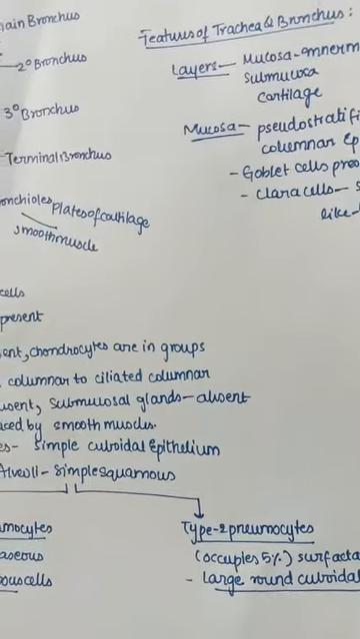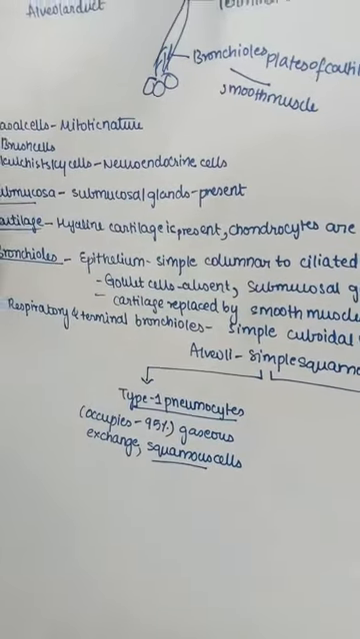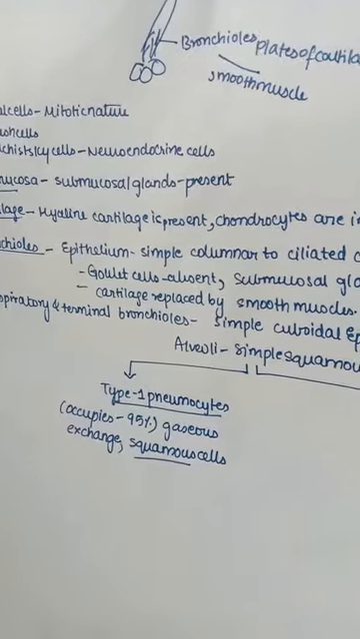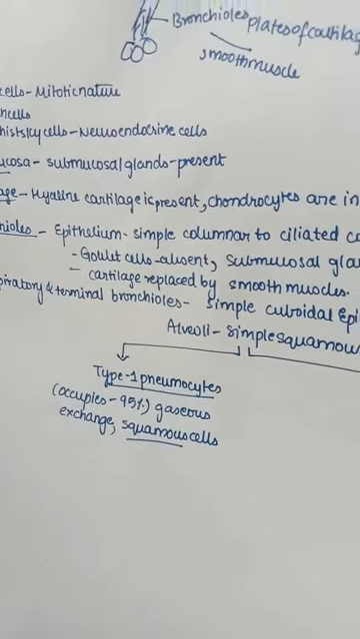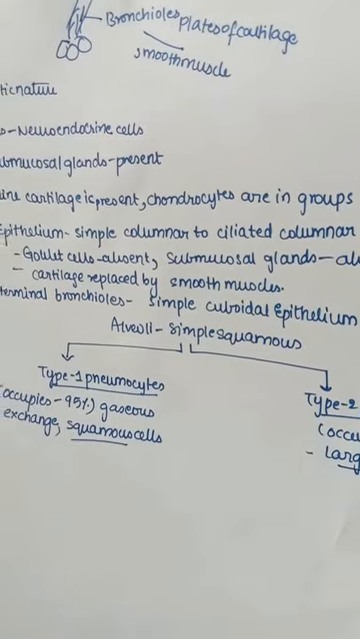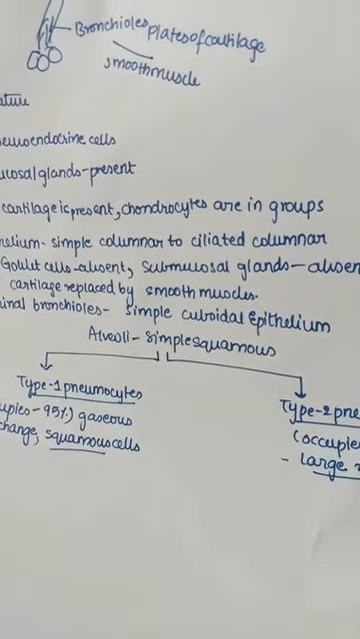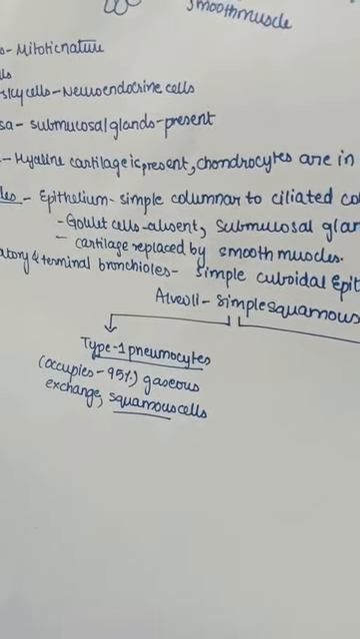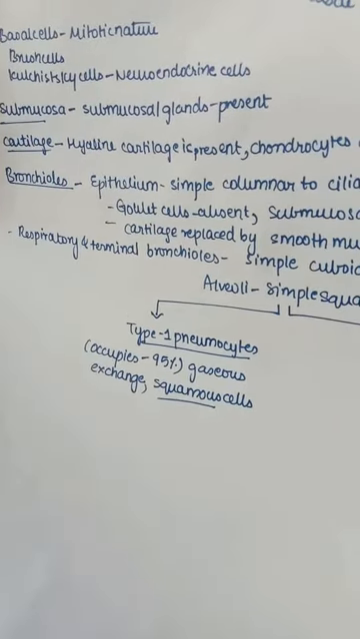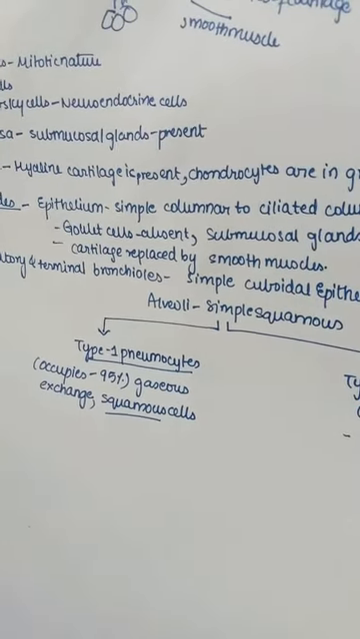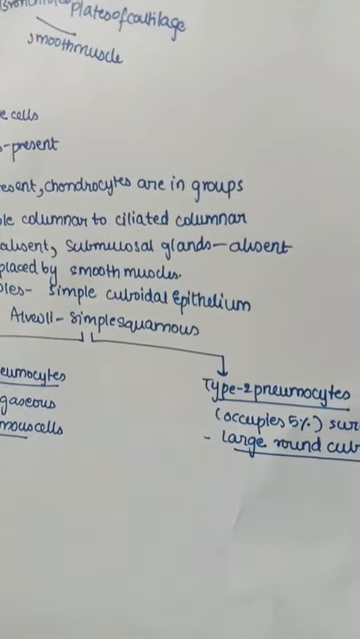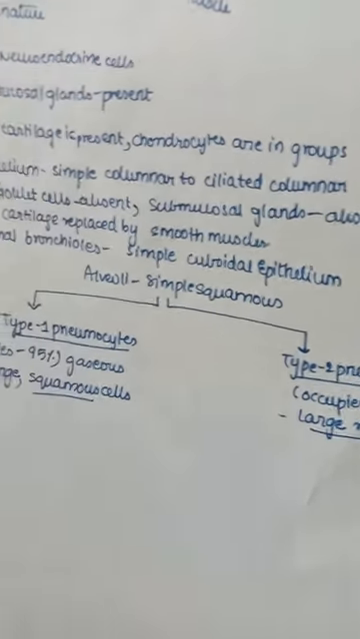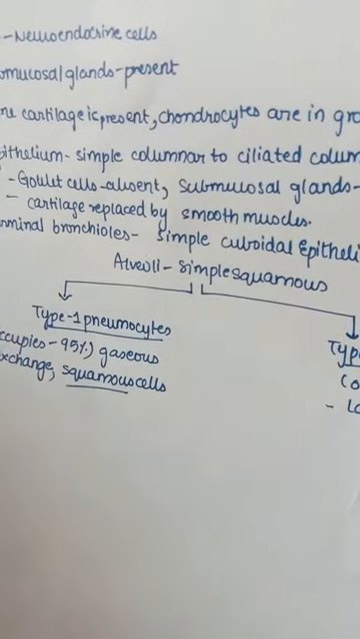Now let us talk about our bronchiole. The bronchus and trachea are the same, but the bronchiole has some differences. The epithelium changes from simple columnar to ciliated columnar epithelium, and the goblet cells are absent in the bronchioles, but in our bronchus and trachea the goblet cells are present. The submucosal glands are also absent, and the cartilage is replaced by smooth muscle.